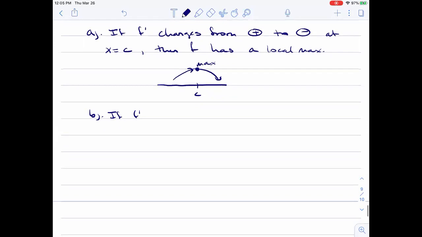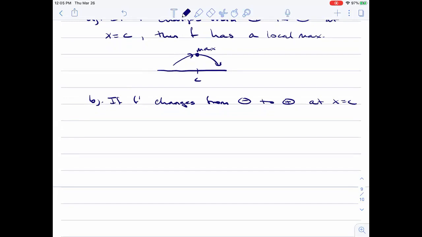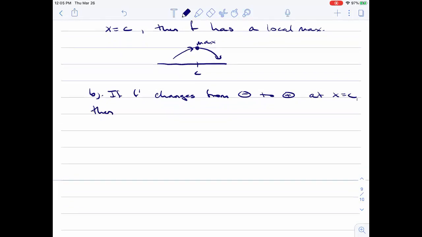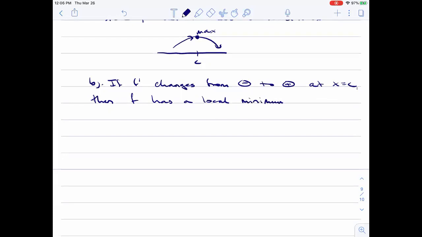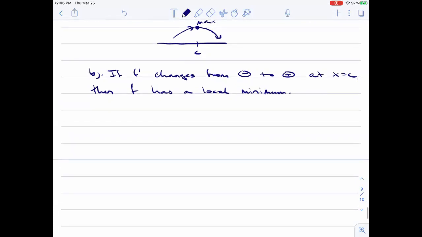So if the derivative changes from negative to positive, then of course we've got the other situation, right? Negative to positive, so then we've got a minimum. I'll write out and then draw those. So if the derivative f prime changes from negative to positive at x equals c, then f has a local minimum. Same idea here. If we're at c, and we're going from a negative slope to a positive slope, then this is a minimum.